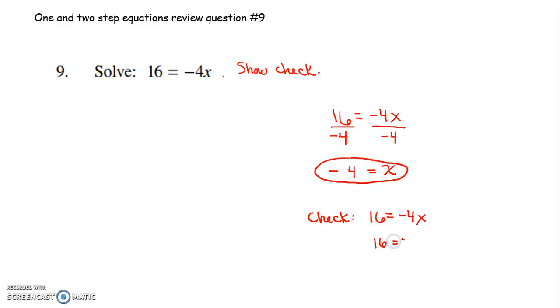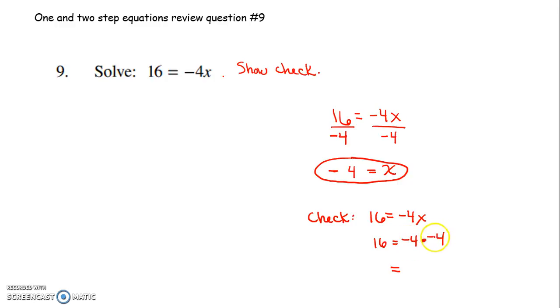So 16 equals negative 4 times, the operation between that 4 and the x is multiplication. And now in place of x, I'll put a negative 4. Please remember to somehow show your teachers you understand this is multiplication, because if you just wrote this, that is a subtraction problem. So you don't want to write that. You want to make sure you show that you understand it's multiplication between.